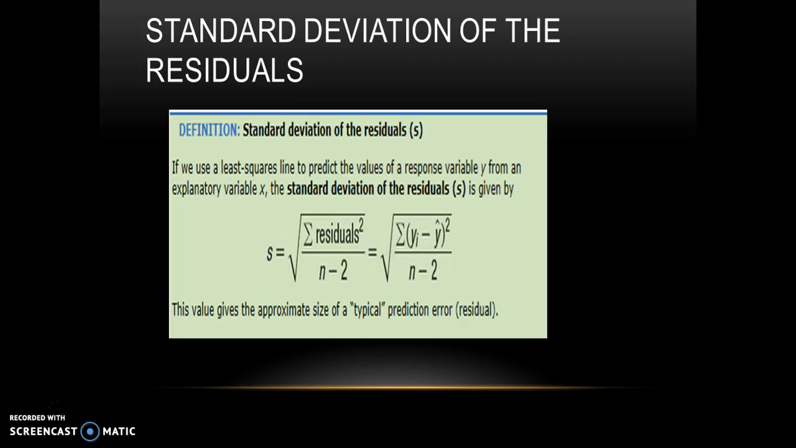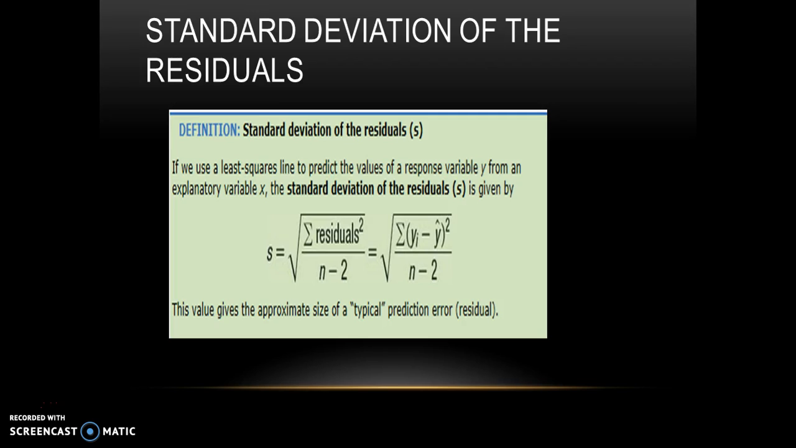Alright. Standard deviation of the residuals. This is just a formula. If we used a least squares line to predict the values of a response variable y for an explanatory variable x, the standard deviation of the residuals is given by this equation. The residual is y, the observed value, minus the predicted value. So you would have to take all your residuals, square them, add them all up, divide by n minus 2, and then take the square root.